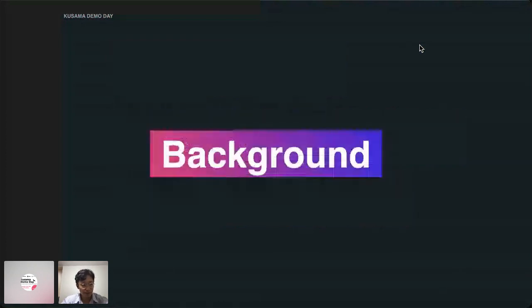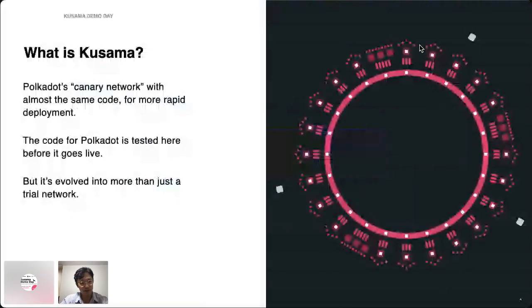So first, with background, right? In case people here didn't already know what Kusama was, the surface level answer is that it's Polkadot's canary network with basically almost the same code as Polkadot, and that it enables developers to develop and deploy their product a little bit more rapidly compared to what they could otherwise do within the Polkadot ecosystem. And many times the original pitch was that the code for Polkadot is tested here before it goes live within the Kusama network.